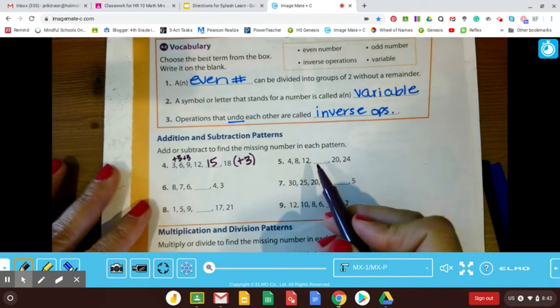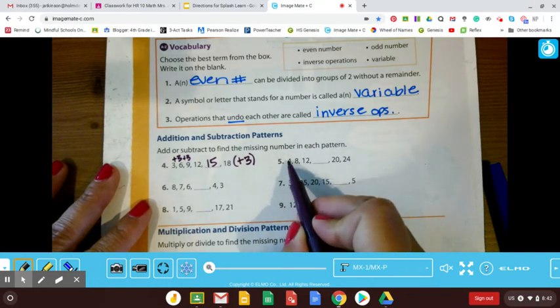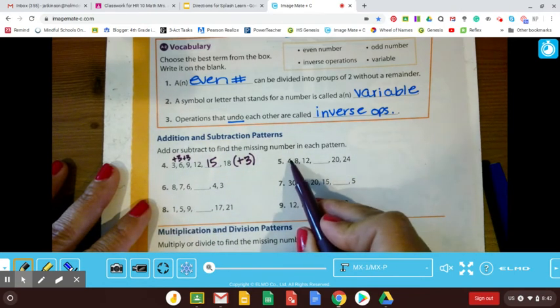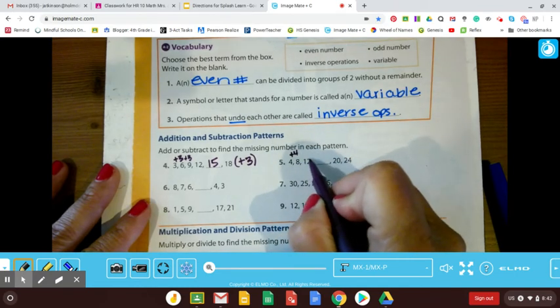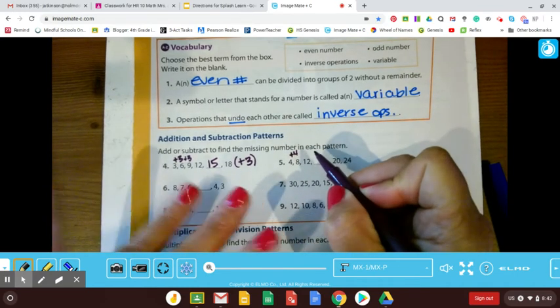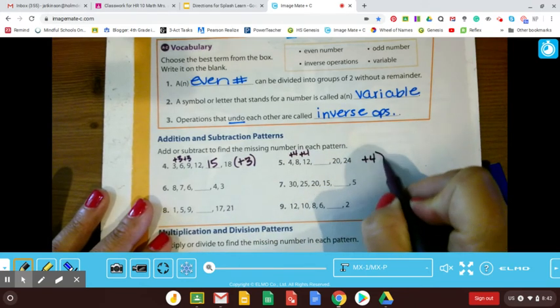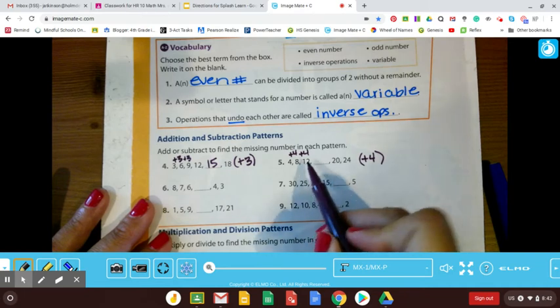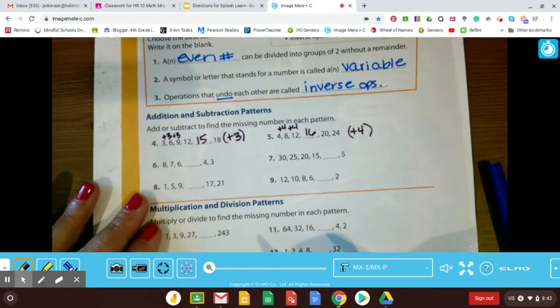Let's take a look at number 5. We're going from 4 to 8 to 12. So, we know we're adding and subtracting. How do we get from 4 to 8? Oh, plus 4, right? And then 8 to 12, 8, 9, 10, 11, 12. Oh, that's plus 4 too. So we know that plus 4 is our rule. So 12 plus 4 would be 16. Excellent. All right, let's go on.